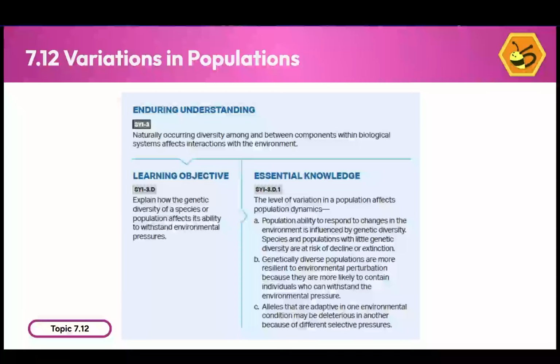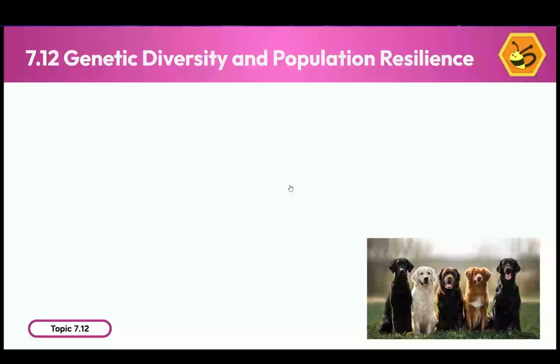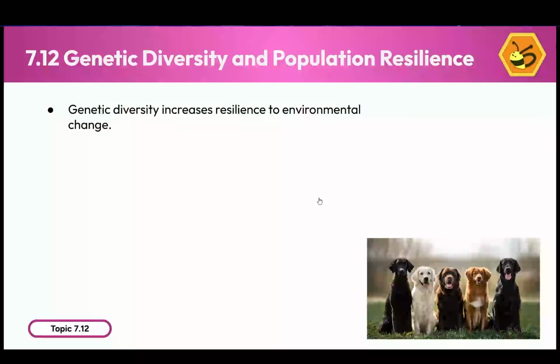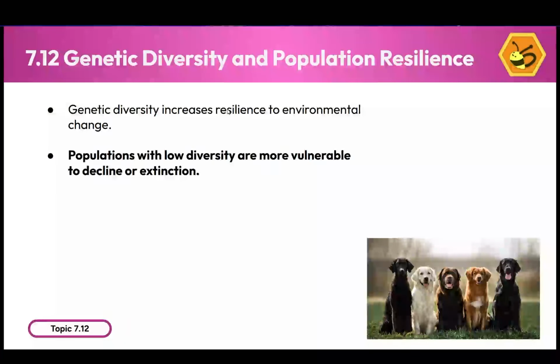This is 7.12, variations in population. It's all about why genetic diversity matters. I think someone asked a question in the first 10 minutes about why genetic diversity matters. The reason is populations with more genetic variation are more likely to survive environmental change. So high genetic diversity means a population has more potential responses to environmental stress.